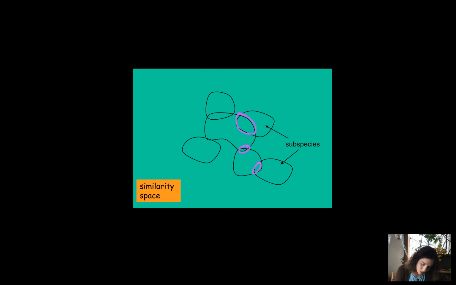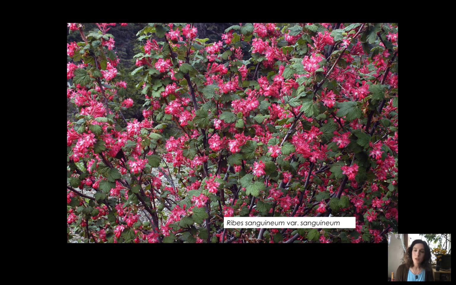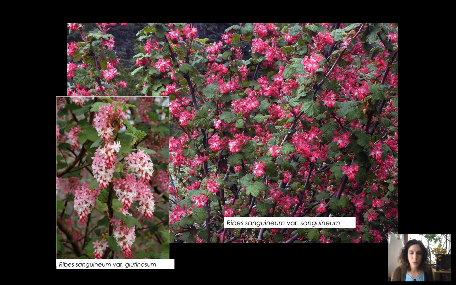But notice, these two don't actually overlap with one another. These two might be considered subspecies within a species. Here's an example of one that you know. You know Ribes, but you don't know the one that looks exactly like this. You're more familiar with this one.